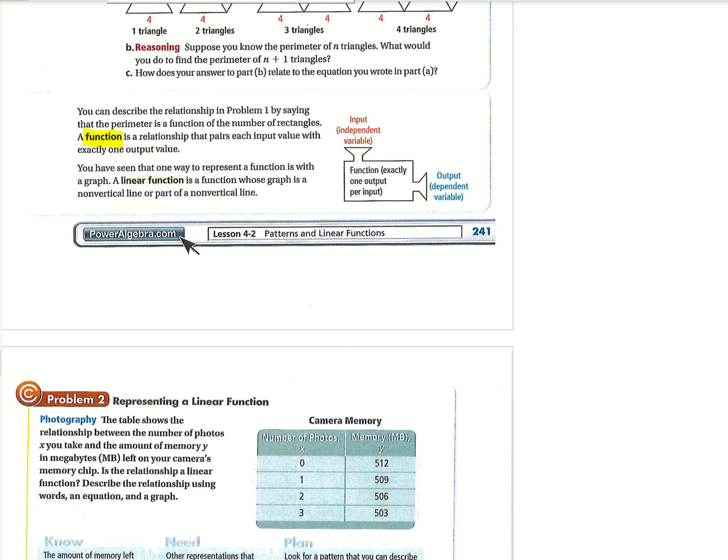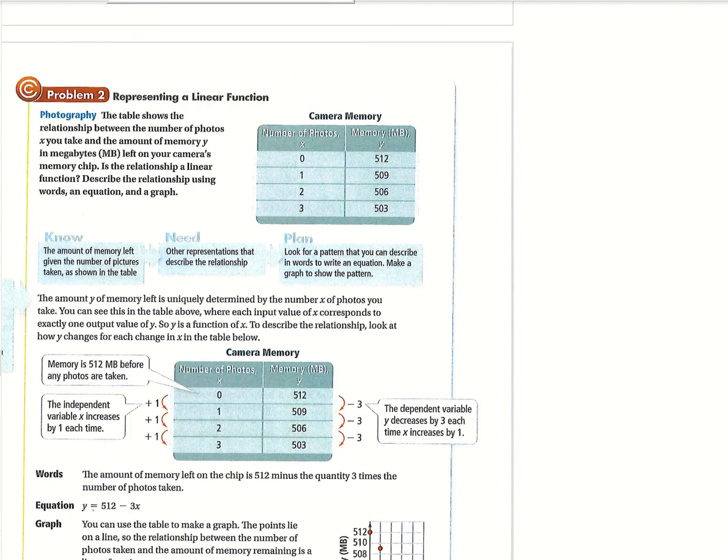Okay, and then the next paragraph, it says you have seen that one way to represent a function is with a graph. A linear function is a function whose graph is a non-vertical line or part of a non-vertical line. Okay, so just to recall, a line is going to be straight, so it's just going to go one direction the entire way. So moving on to problem 2, we're going to use that definition of a linear function, and we're going to represent one.